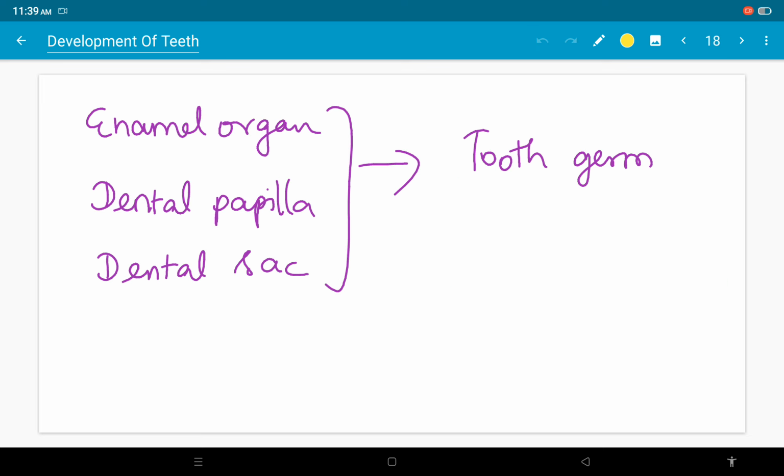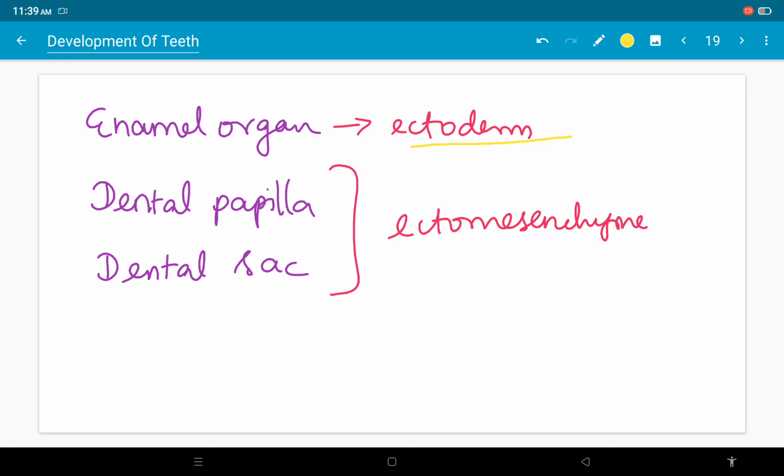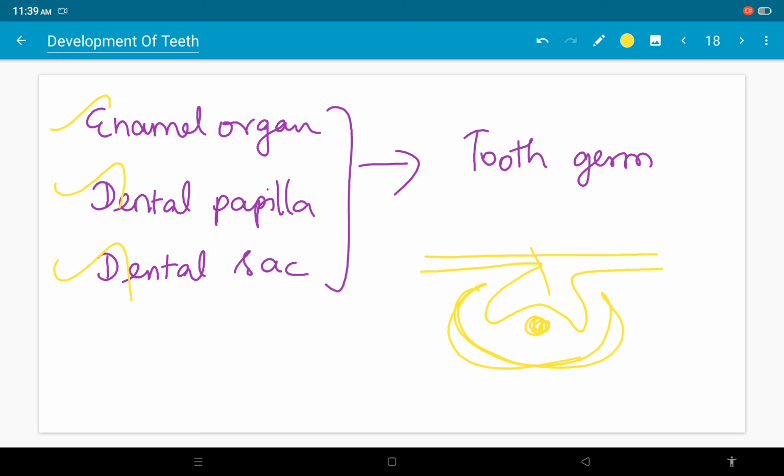So enamel organ, dental papilla, and dental sac, all three together form the tooth germ. This is the enamel organ, this is the dental papilla, and this is the dental sac. All three together form the tooth germ. Enamel organ is ectoderm in origin; dental papilla and dental sac are ectomesenchyme in origin.